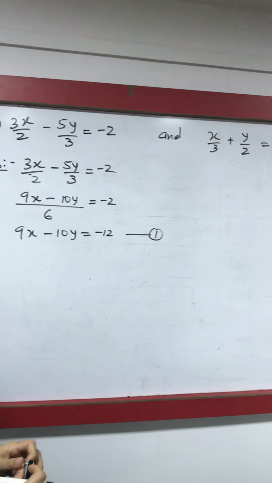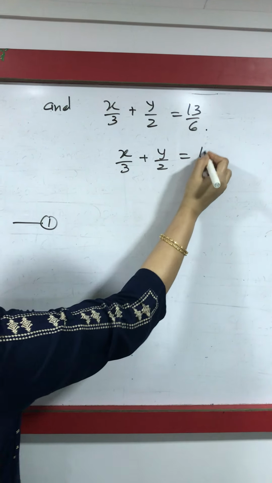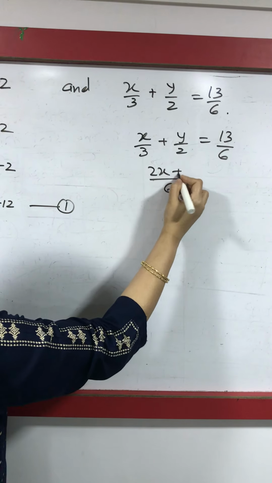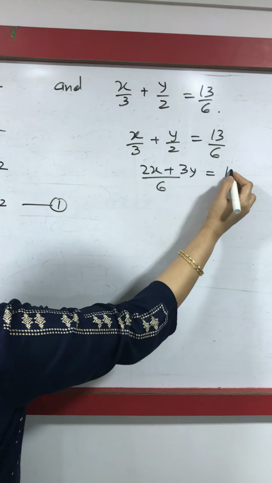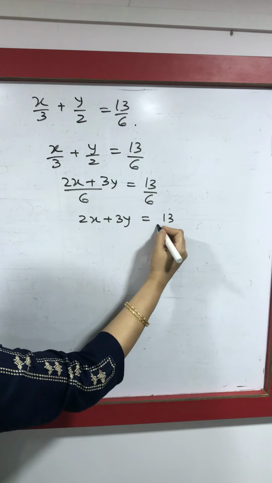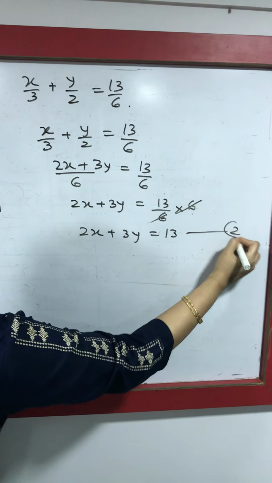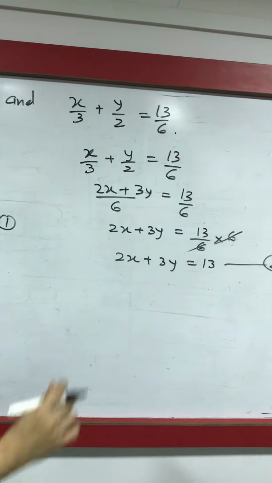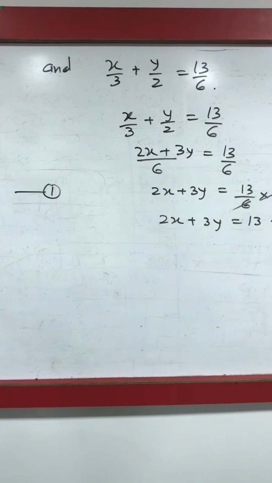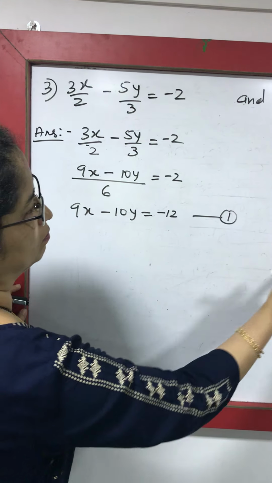Similarly, equation 2 we have to put in standard form. So again I will take LCM of 3 and 2, which is 6, I cross multiply, and this will be 2x plus 3y is equal to 13 upon 6. When I cross multiply this 6 here, the 6 and 6 will cancel, and the second equation will be 2x plus 3y equal to 13. So now we have put the two equations in standard form. We will now solve it by substitution method.